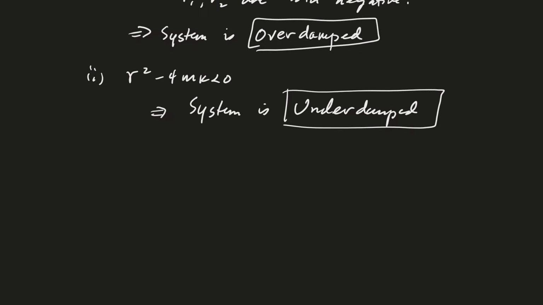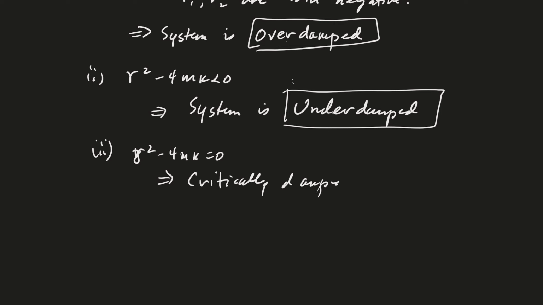Okay, and in the last case, we might guess, gamma squared minus 4mk equals 0. And this is kind of the critical piece, right, because it separates over from under damping. We have critically damped. And so these are just some vocabulary words that we're going to use to describe these three cases.